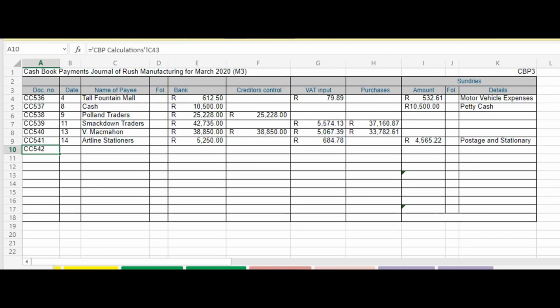The document number was given. The date was given. We know that Game is the payee, and we record the full amount in the bank. The account to which we are going to post as the contra account is staff equipment, and because under staff equipment VAT is not allowed, we record the full amount under sundries. Okay, next one.